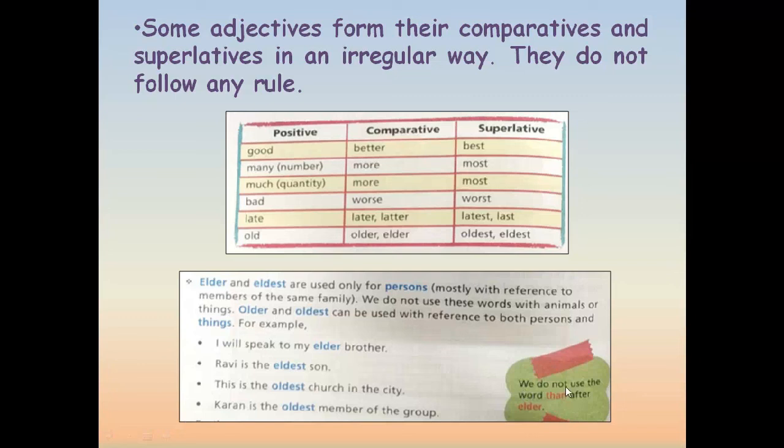Also, we do not use the word than after elder. We don't say elder than, we say elder to. If I have to say I am elder to her, I'll say I am elder to her, not than her. I am elder than her is wrong English. We will say I am elder to her, or she is elder to me. Understood? This is elder and eldest.